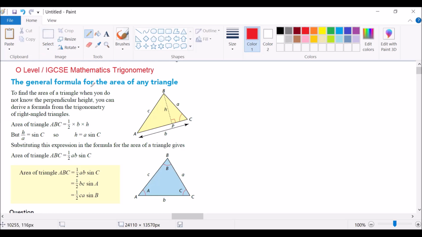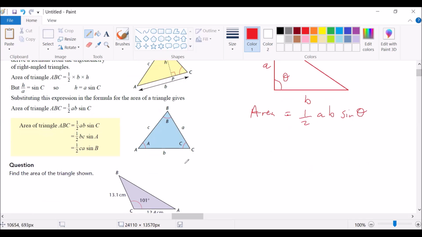Let's look at the general formula for the area of any triangle. If you have a triangle and you know two adjacent sides, A and B, and the angle that is included, theta, we can say area is equal to half A times B sine the included angle, theta. So the angle has to be between the adjacent sides. Let's look at this diagram.